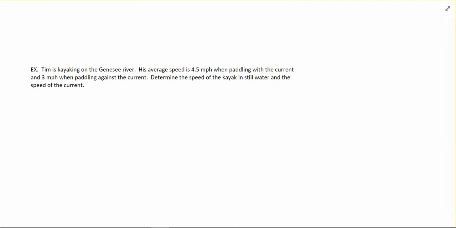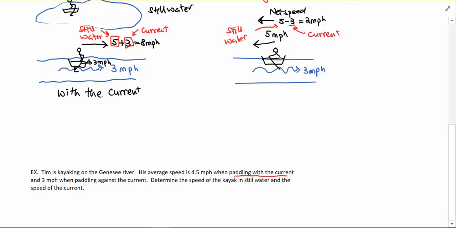It says Tim is kayaking on the Genesee River. His average speed is 4.5 miles per hour when paddling with the current. That's this situation here. And it's 3 miles per hour when he's paddling against the current. That's this situation here. Determine the speed of the kayak in still water and the speed of the current. So we have to find two things.